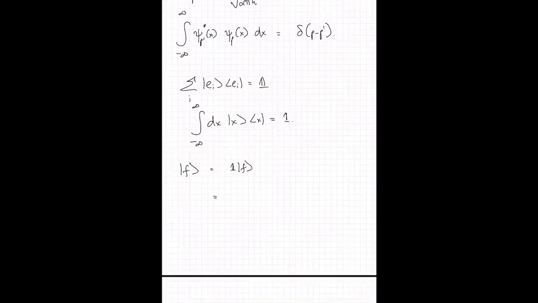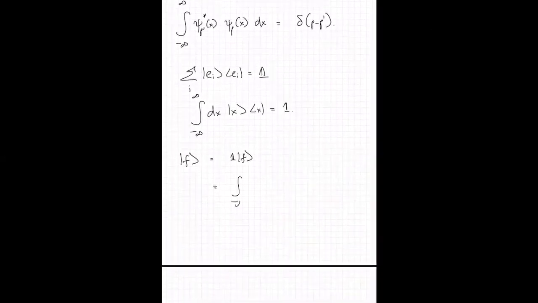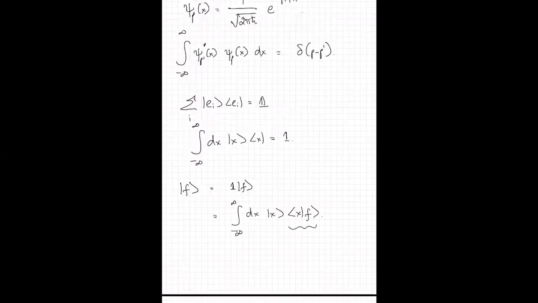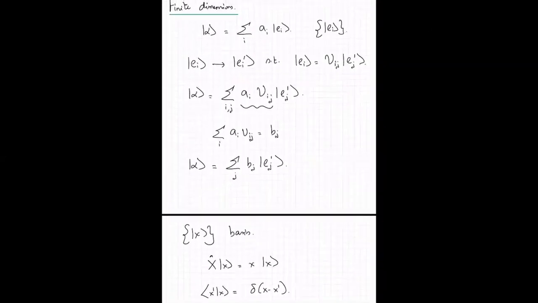And instead of the 1, I will simply substitute the completeness relation, the integral from minus infinity to infinity dx |x><x|, acting on f. Okay. And this overlap <x|f> are simply the components of this vector f in the basis x. So just like the vector alpha has components a_i in the e_i basis, this vector has components <x|f>.